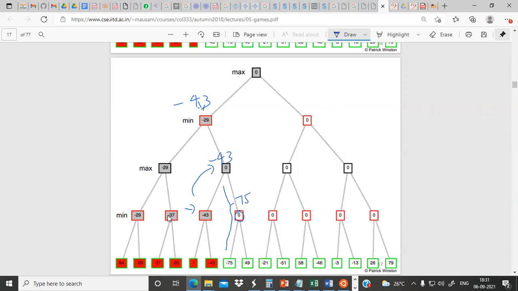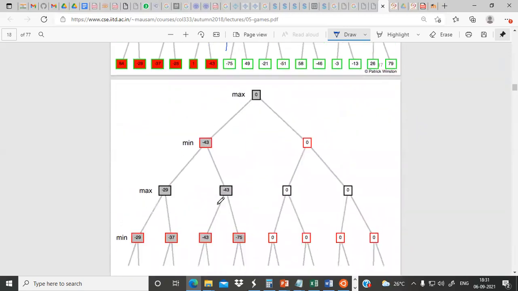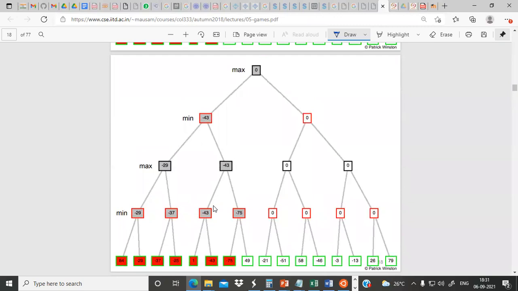Because we explored only minus 75, this 49 we have not yet explored. So this minus 75 comes here. This is max. Max of this 2 is minus 43. This is min. Min of this 2 is minus 43. Okay. Max of minus 43 and 0 is 0. Right. So that's what it is showing here. It is minus 75. Here it is minus 43, because this is the max of this 2. Here again it is minus 43, because this is the min of this 2. This is 0, because out of 0 and minus 43, 0 is the max.